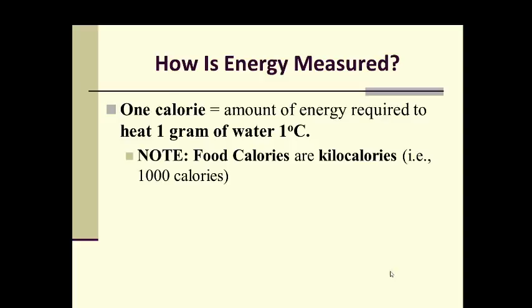Okay, so we can measure energy, as I said, in kilowatt hours. We can also measure energy with other units. So for example, a calorie is the amount of energy required to heat 1 gram of water by 1 degree Celsius. Note this is calorie with a little c. Calorie with a big C is actually kilocalorie, which means there's 1,000 calories there.